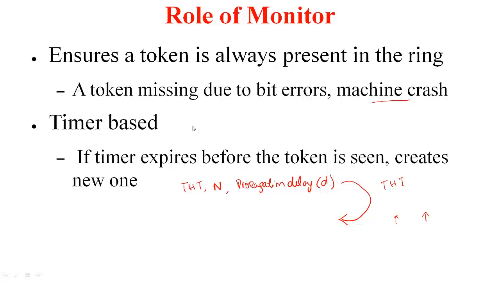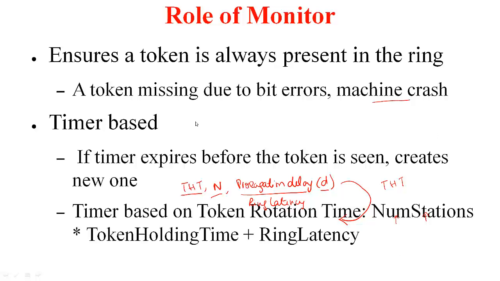Express this as a function of the token holding time, and there are n nodes as part of the ring topology, and there is a propagation delay. This is also called the ring latency of D. So the timer is typically set to a value given by what is called token rotation time, the time it takes for a token to go round the ring, and the maximum value this can take is equal to the number of stations multiplied by the token holding time plus the ring latency.